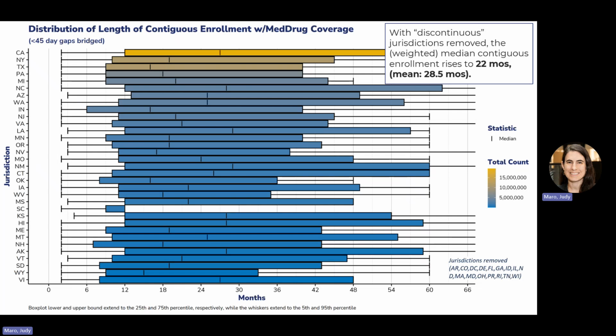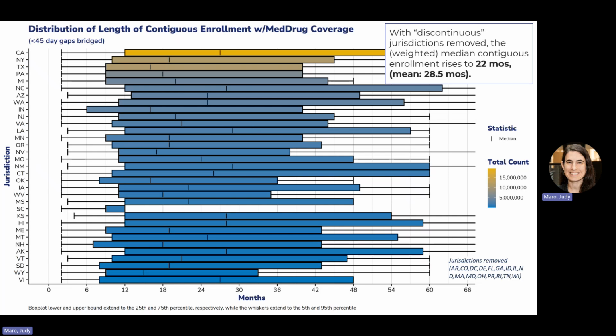When we remove those, what I'm going to call discontinuous jurisdictions, meaning that they may have a data year that was removed in the middle, like 2018 or 2019, then we see that the median contiguous enrollment, and here we're weighting it because we don't have a true median, rises to 22 months with a mean that also rises to 28.5 months. And you can see in the lower right-hand portion of your screen which jurisdictions were removed because they had discontiguous data.